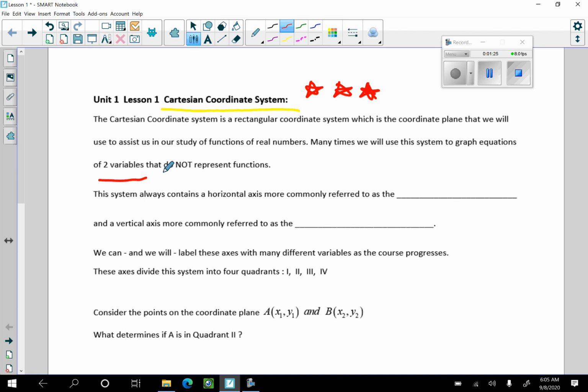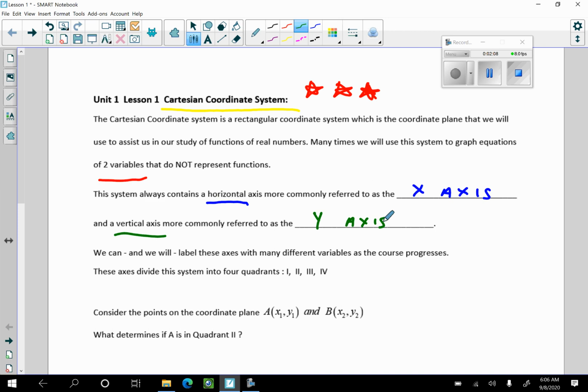The system always contains a horizontal axis, more commonly referred to as the x-axis. You will hear me often during this course refer to the x-axis as the horizontal axis. It's the axis that's horizontal by definition. And the vertical axis, the axis that's vertical, is more commonly referred to as the y-axis. This is certainly not new. We can and we will label these axes with many different variables as the course progresses.